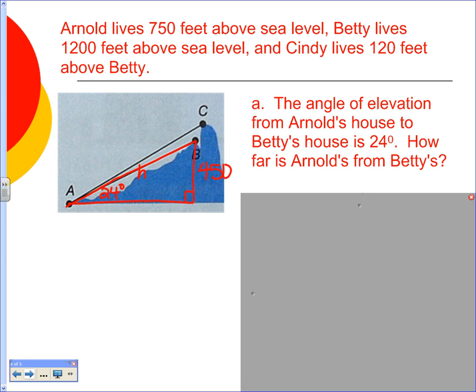Why 450? Is Arnold at sea level? He is 750 feet up, right? And Betty is 1,200 feet. 750 and 1,200, right? And so the only difference between them is 450. Does that make sense? That's the sea level difference. Y'all see how that works? Okay. So how far is Arnold from Betty?